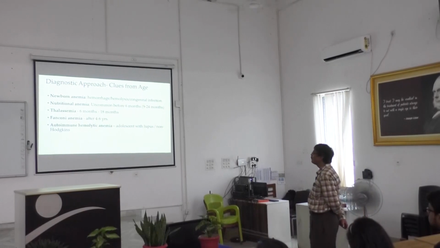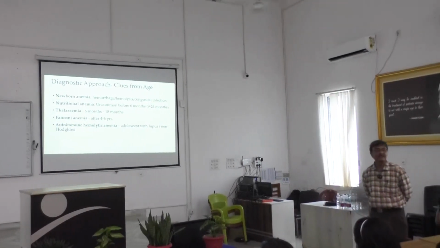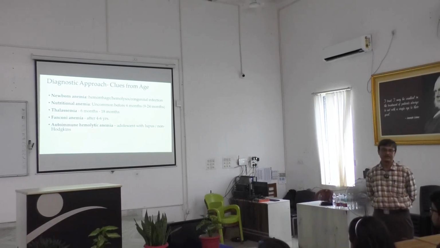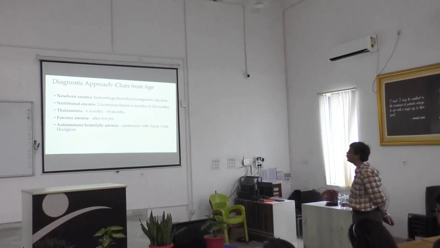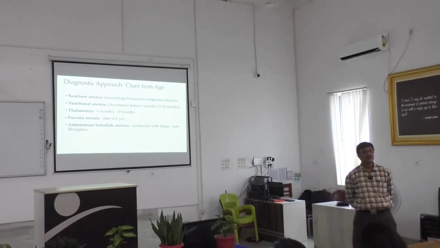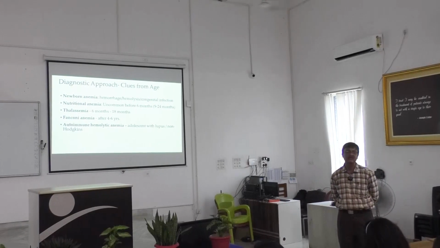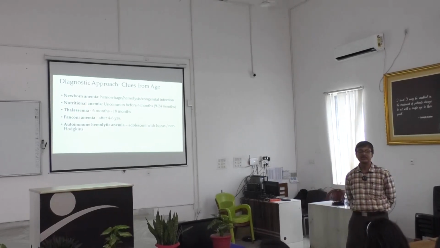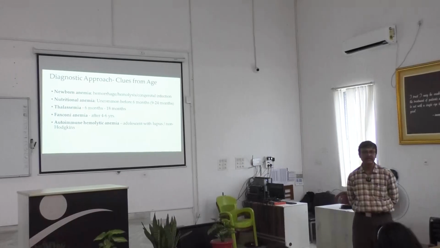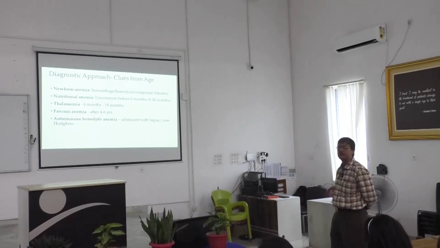Now, when to think of thalassemia? 6 months to 18 months. Nutritional anemia is very uncommon below 6 months of age. Autoimmune anemia, again it is in adolescence. Then Hodgkin's, non-Hodgkin's, again coming back to adolescent or older children, because Hodgkin's happens at a much earlier age than non-Hodgkin's lymphoma. So, Fanconi's anemia again by 4 to 6 years.